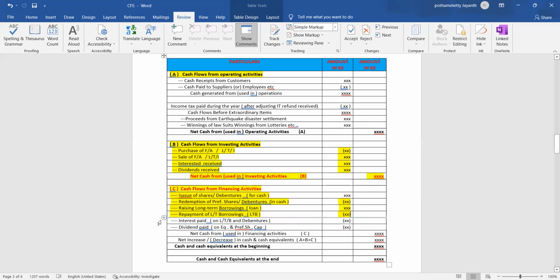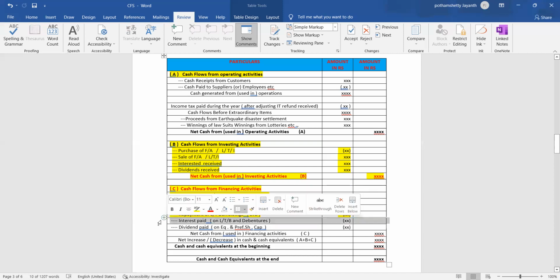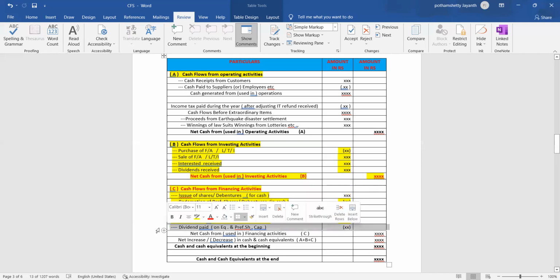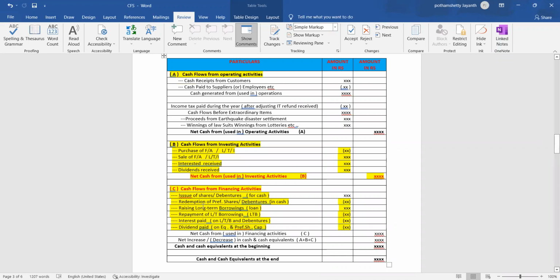And interest paid, please remember interest paid and dividend paid. Interest paid on long-term loans and debentures will be an outflow, as well as dividend paid, also under what? Financing activity. Simply.